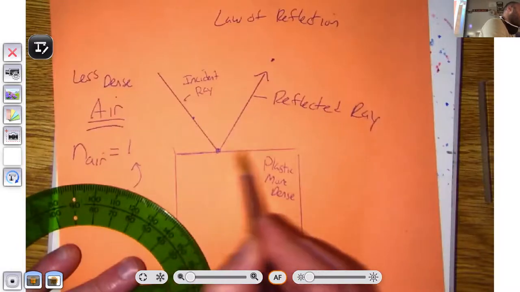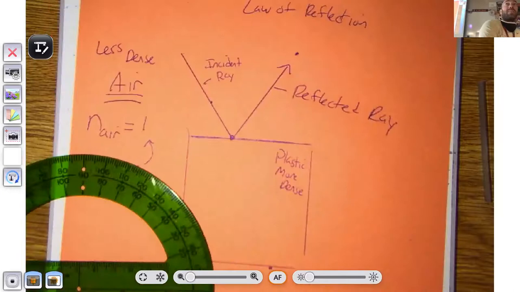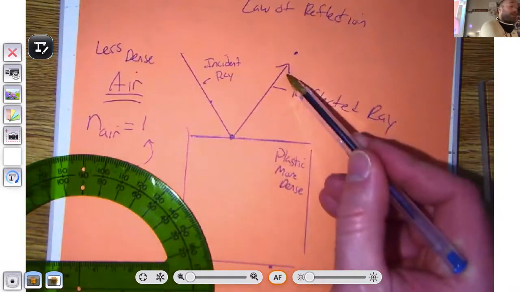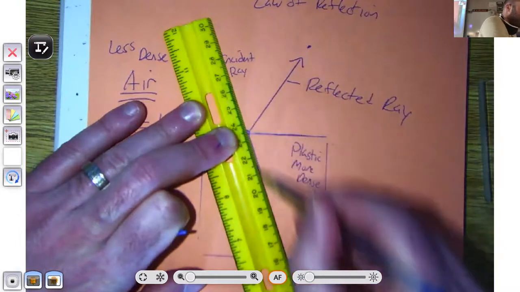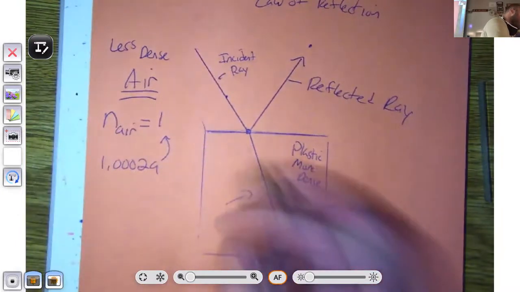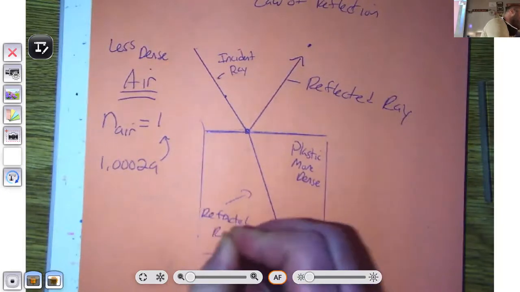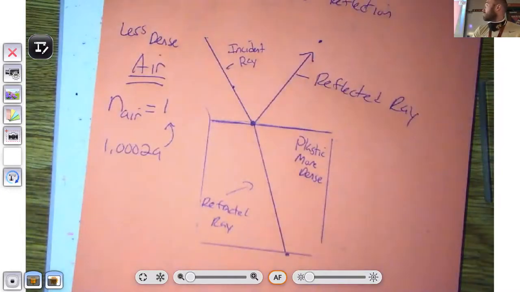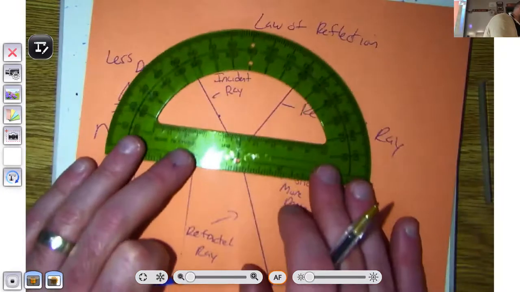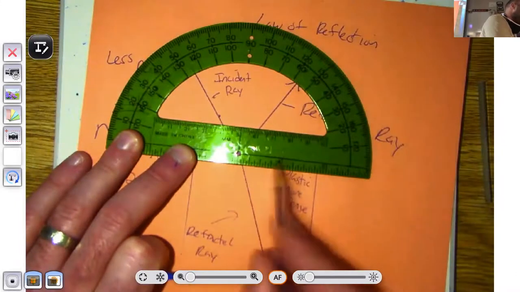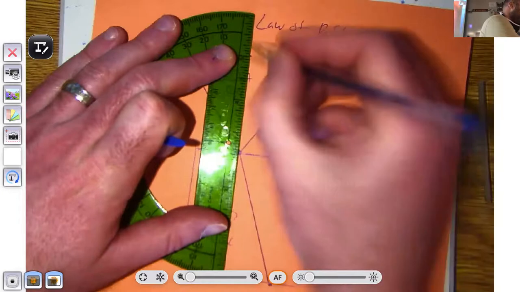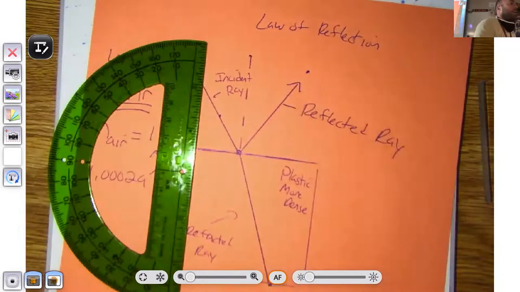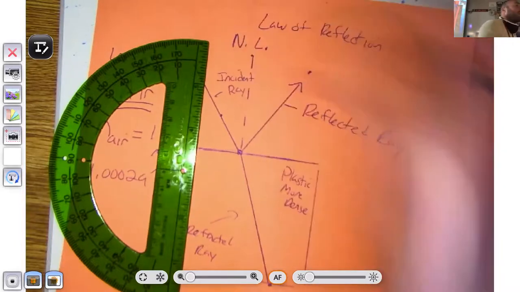So we have the surface of our plastic. Now, our plastic is technically doing two things. It is reflecting the light ray, but then there's also an additional light ray that decided to go down through the glass. That one right there is our refracted light ray. But we need to go ahead and draw in a normal line. So in order to do that, I'm going to line up my protractor with the surface. And now I'm going to make sure that we draw a line that is 90 degrees. There it is. There is my normal line.